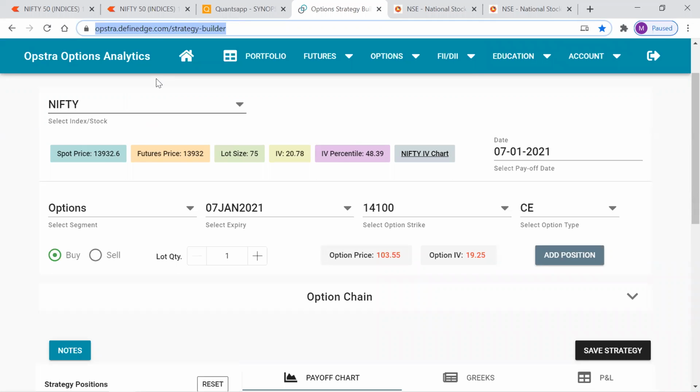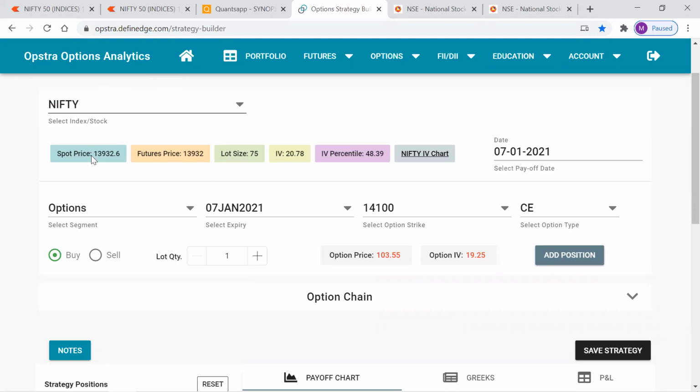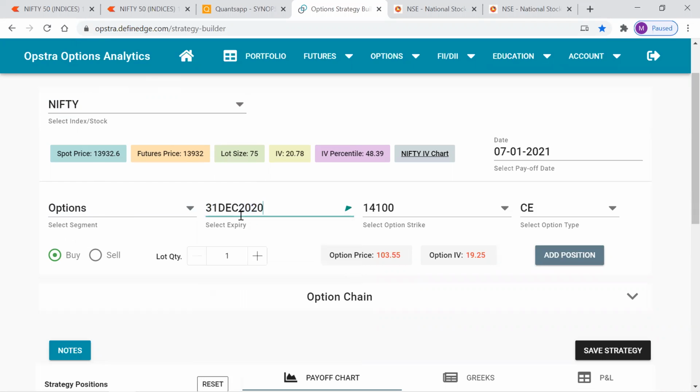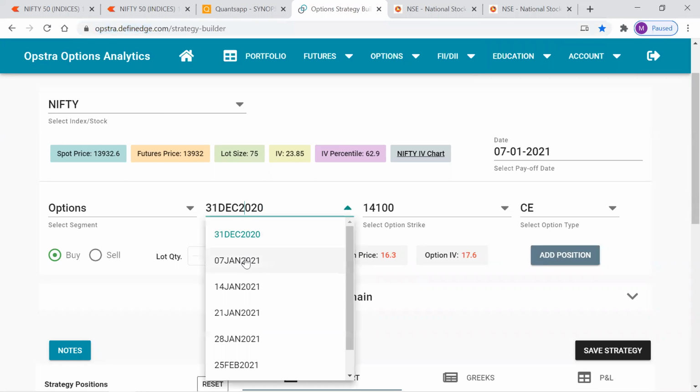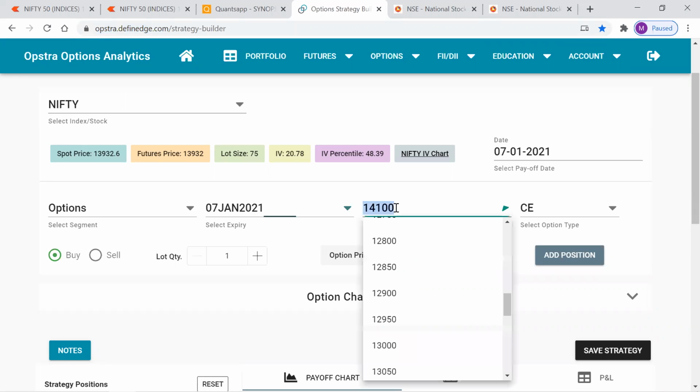If you're working on Bank Nifty, select Bank Nifty, or if you're dealing with Nifty, select Nifty, and if you're dealing with options, select the options contract here. And whatever your view is, if your view is before 31st of December, select 31st of December. If your view is 7th of January, then select 7th of January, whatever it is, and select the strike price.